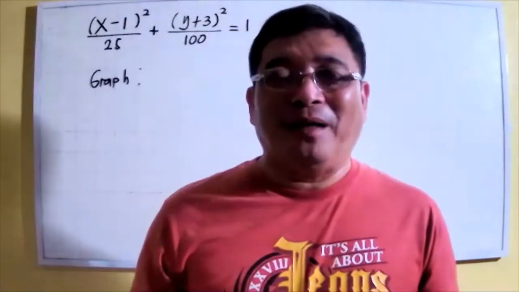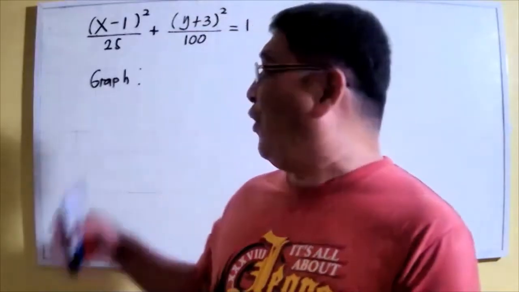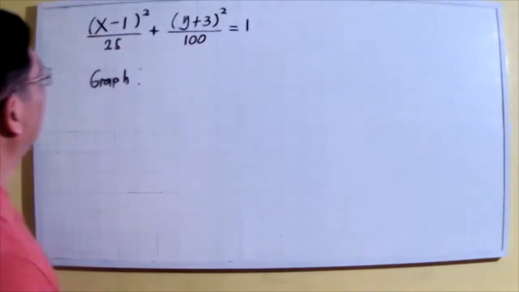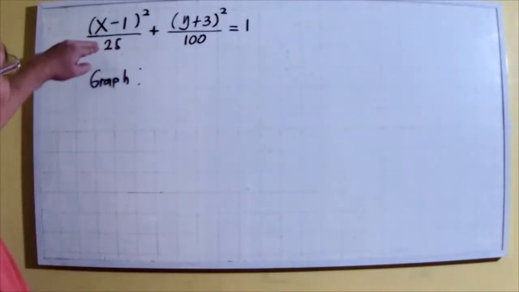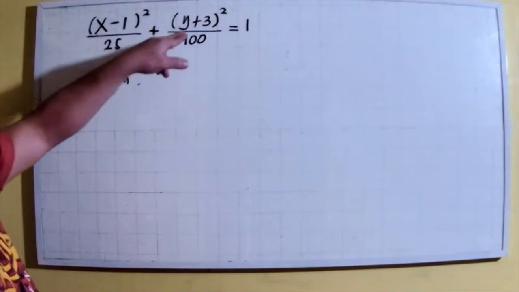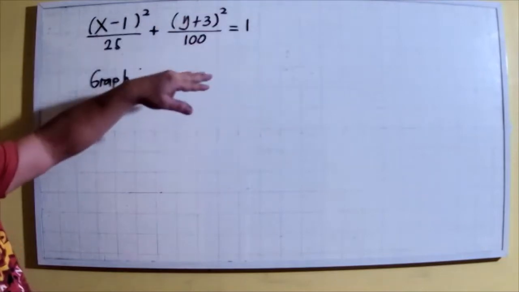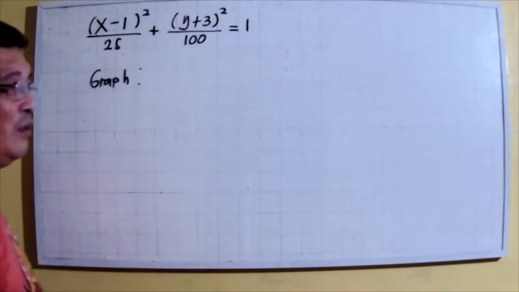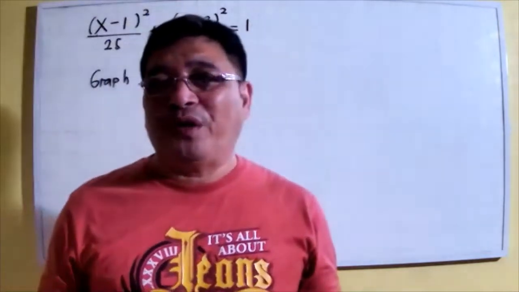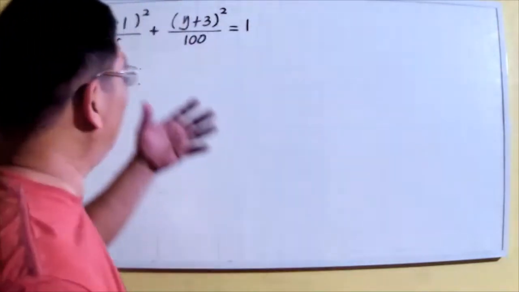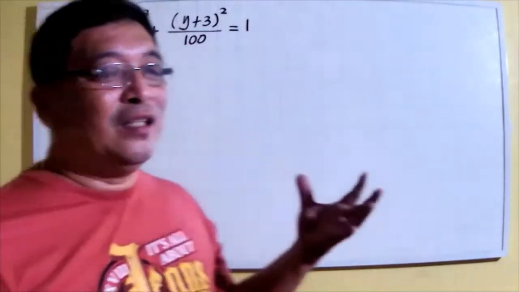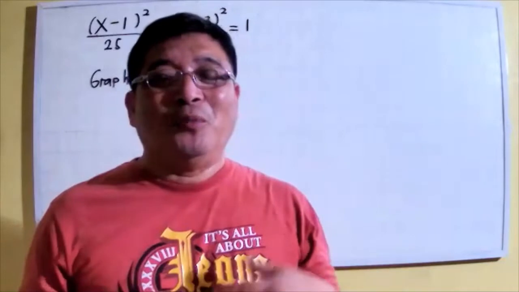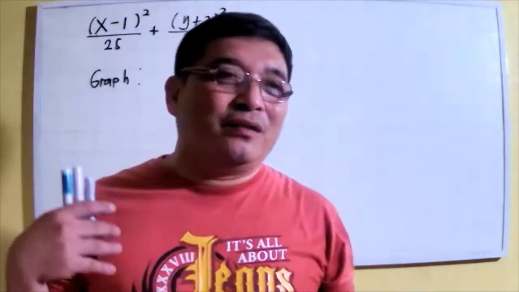Now, let's graph an ellipse with a given equation. We have the equation (x - 1)² over 25 + (y + 3)² over 100 is equal to 1. So, how are we going to graph this kind of equation? Siyempre, ang una nating hahanapin dyan is yung mga given. Ano-ano ba yung pwede nating makita dito sa equation?